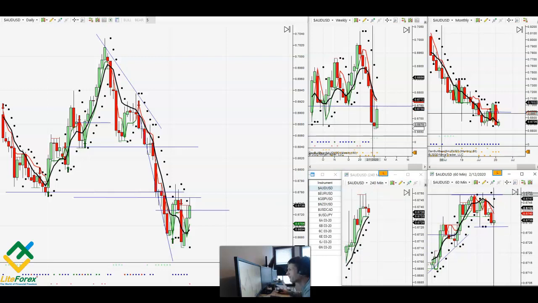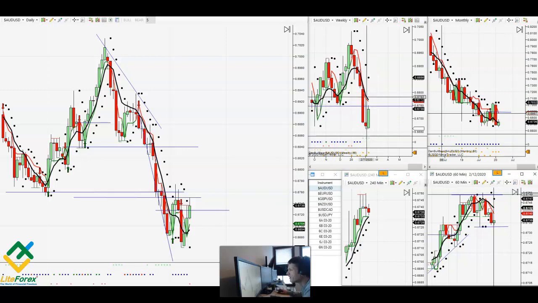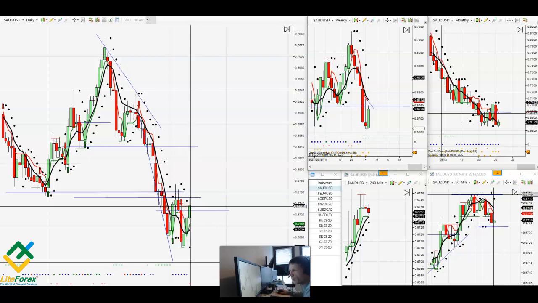Let's see if, just based on this weekly chart, this is going to end up being a lower high or we continue to break higher. So what happens tomorrow is going to be very, very important on the Australian USD.